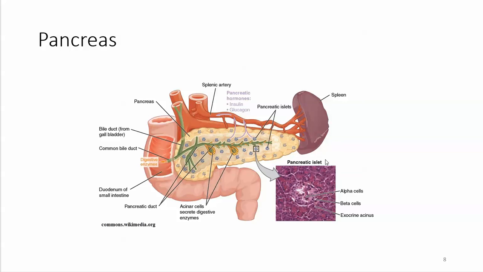Now this pancreatic islet, this is the endocrine function. In here you'll find the islets of Langerhans. The alpha cells secrete glucagon. This increases blood sugar when it's low. It stimulates the liver to release stored glucose into the blood. The beta cells produce insulin. This decreases blood sugar and puts glucose into cells. This exocrine acinus surrounds the pancreatic islet.